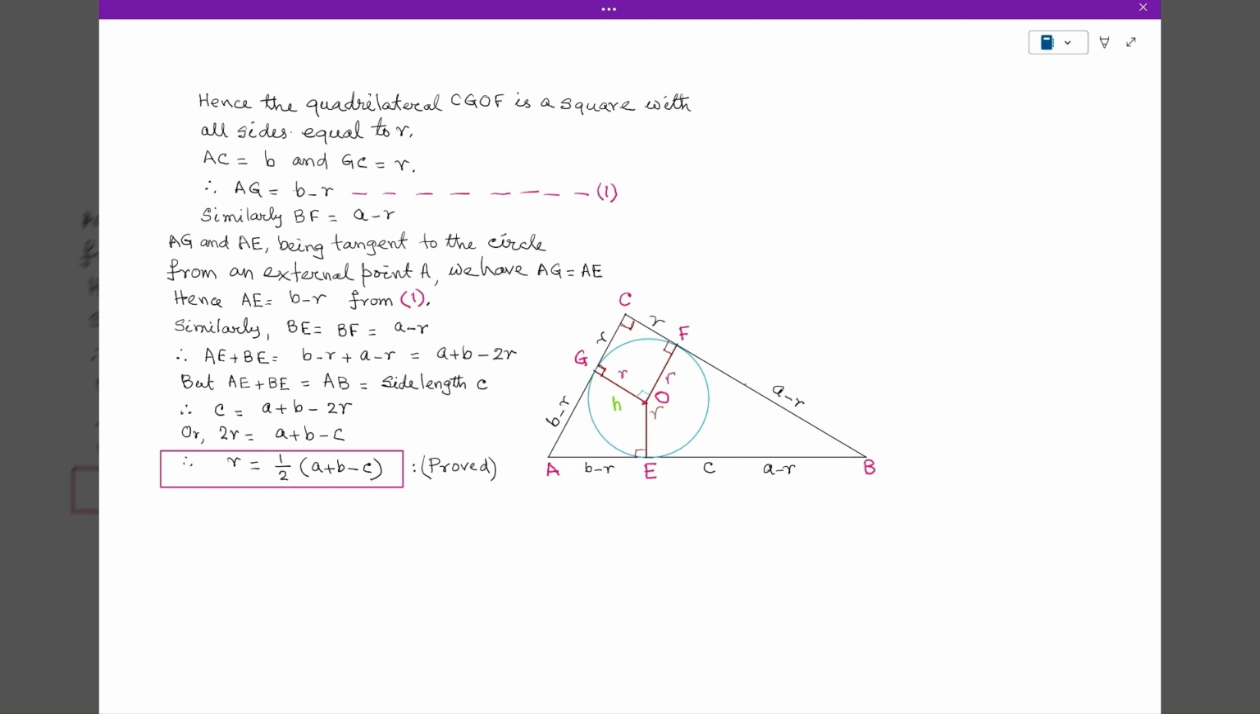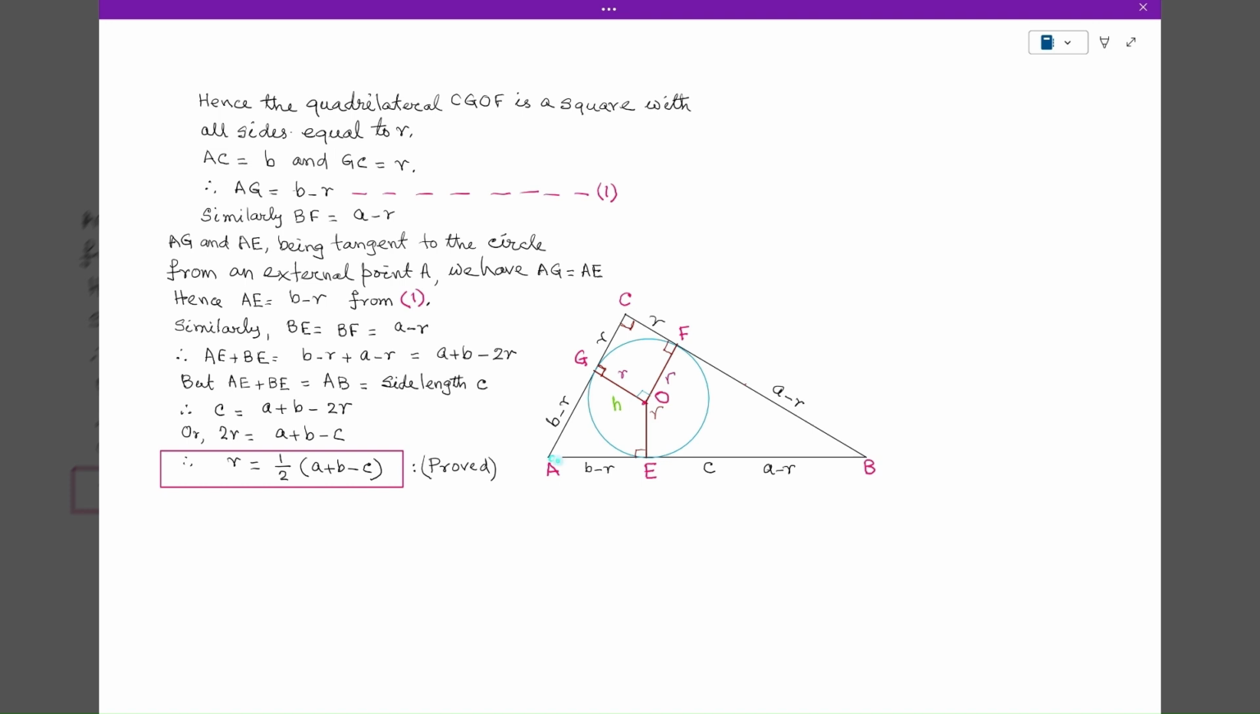Similarly, this is a triangle, this is a tangent to the circle, this is also a tangent to the circle, and B is an external point to the circle. Therefore, this length will be same as this length, and because this is A minus R, this will also be A minus R.